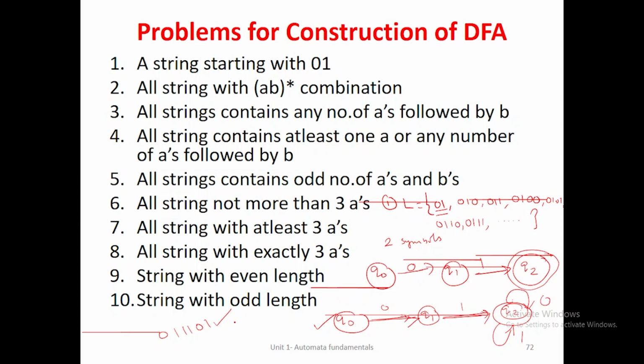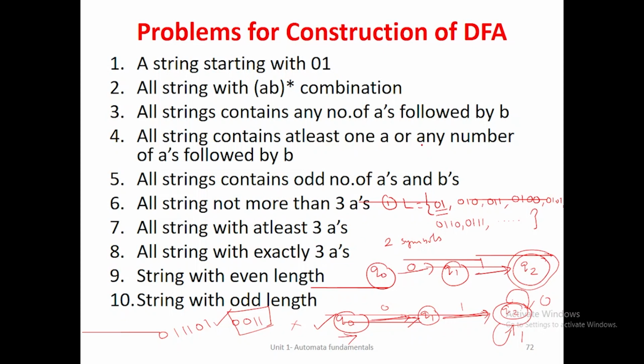Now I try to give an incorrect string. The incorrect string is 0011. If you give an incorrect string to the DFA, it should not go to the final state. That is the condition. Consider the first symbol is 0, so it goes from Q0 to Q1. The second symbol is 0, and there is no outflow or out path from Q1 to Q2 or Q1 to Q0 with a 0 path. So the string is rejected, and the system will not go to the final state.